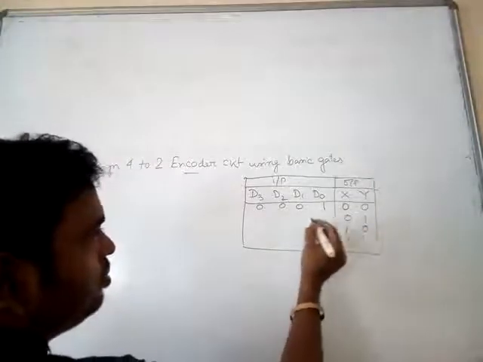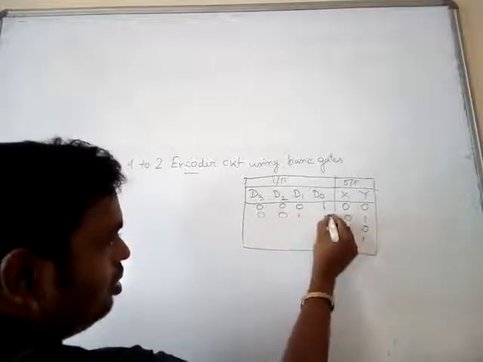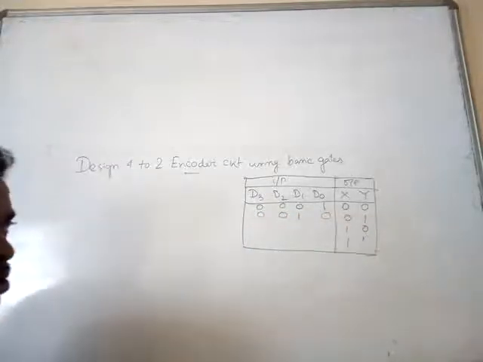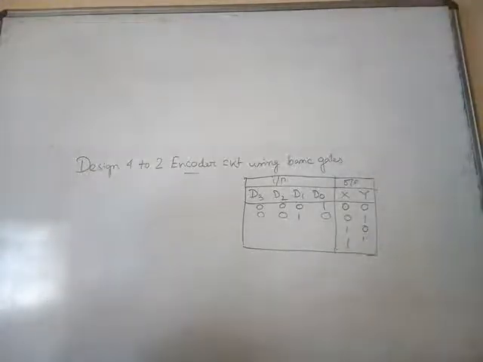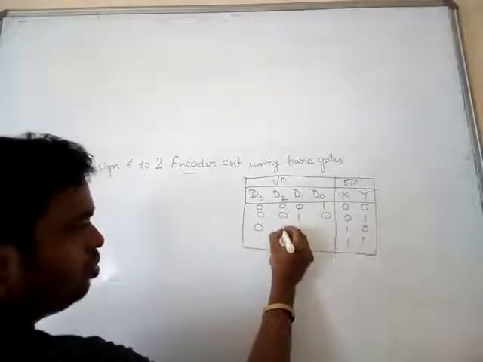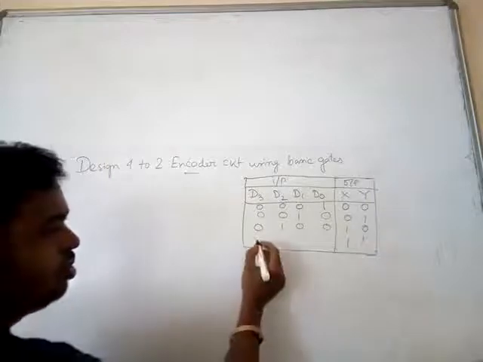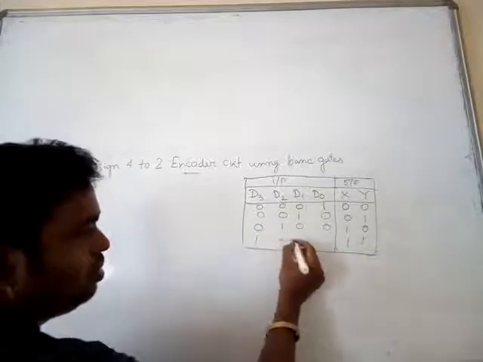Second, D1 is high, rest of all are low. That is D3, D2 and D0 are low. Next, 0 1 0 0. That means D2 high, all others are 0, and then 1 0 0 0.